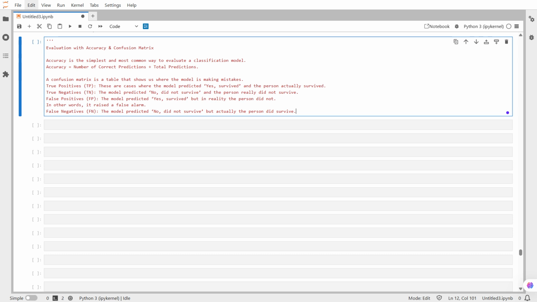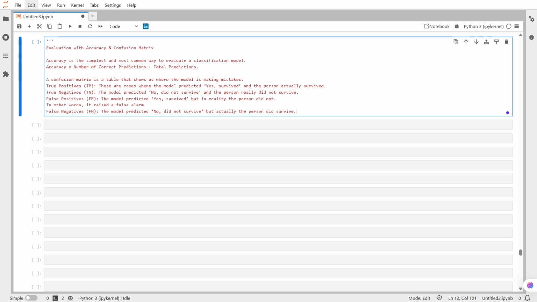So far in the module, we have explored our dataset and trained two models, logistic regression and decision tree. But here's the question: how do we know if our models are actually good? That's what we will talk about today, evaluating classification models using two important tools, accuracy and confusion matrix.